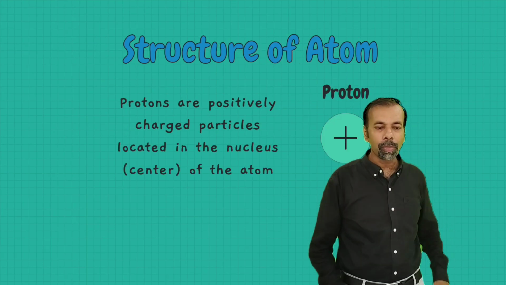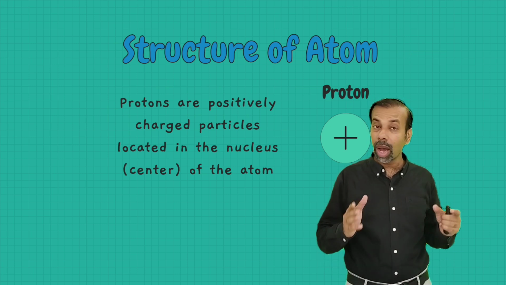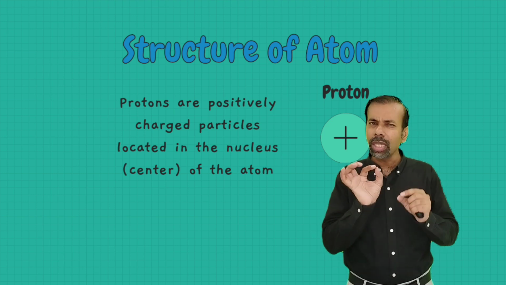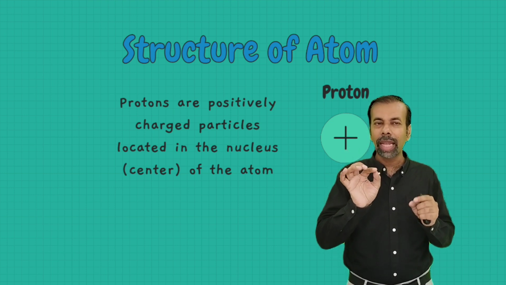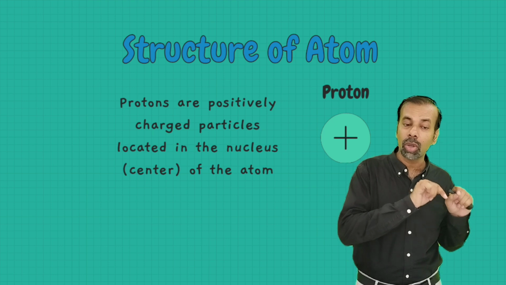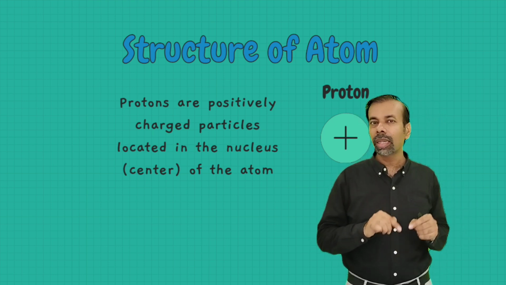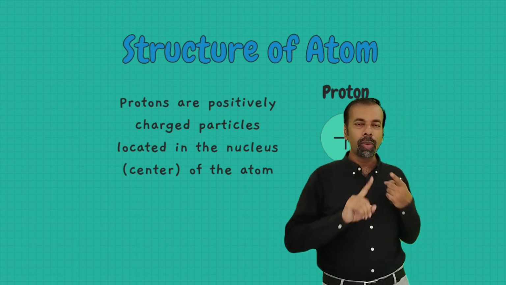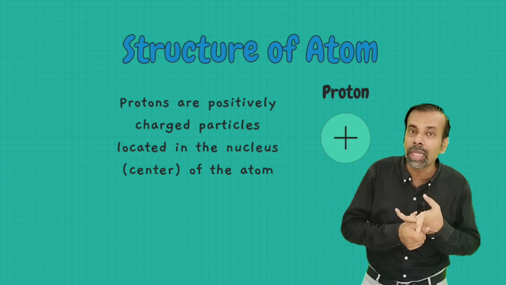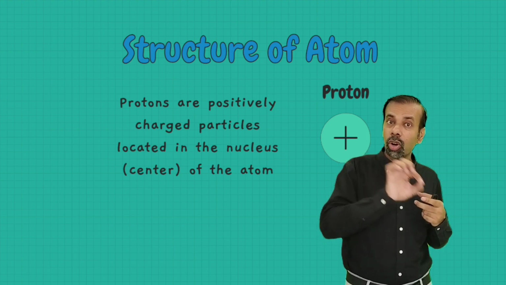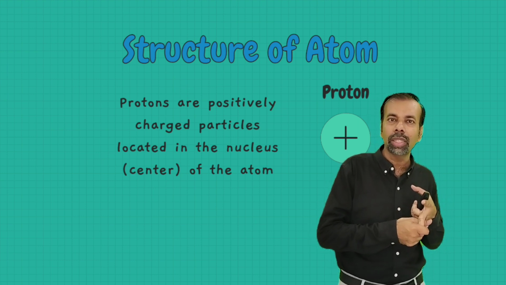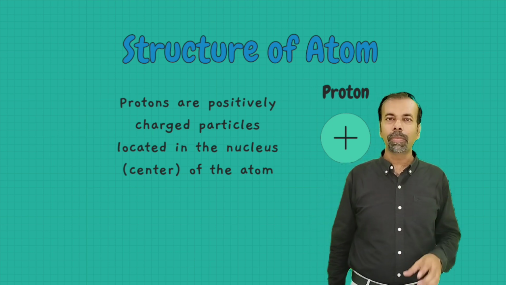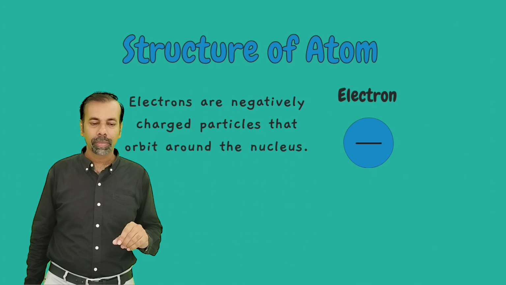Atom is made up of, number one, protons. Protons are positively charged particles and they are present in the nucleus of an atom. And they have mass, suppose they have mass 1. So, number one, protons are present in the nucleus, in the center of the atom. These are positively charged particles and they have mass 1. Mass 1 is actually a relative mass.